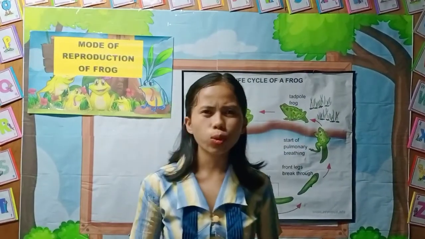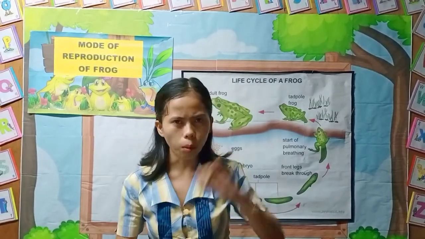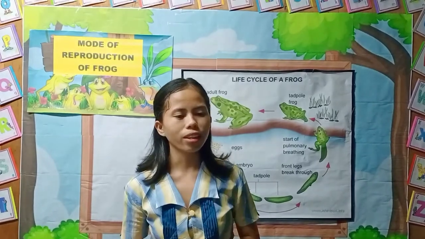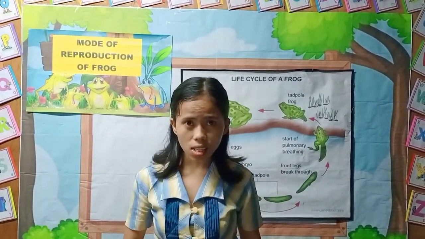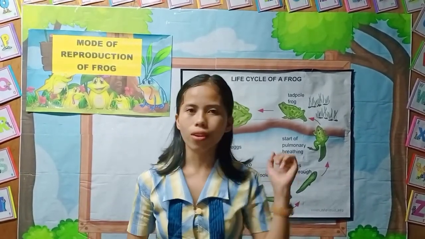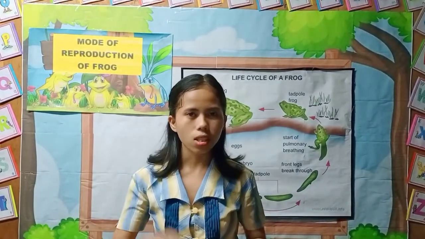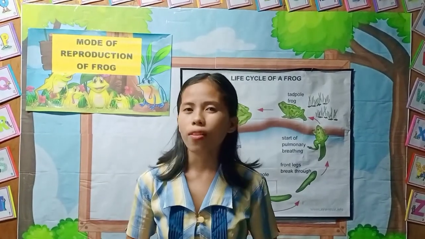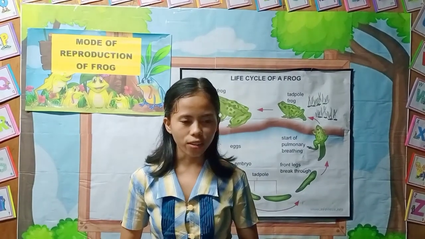Now, why do we need to study the frog, the life cycle, the parts and the habitat of it? Okay, from grade 5. Yes, very good. We need to study them since they are around us, and when we are aware of their existence, we should also be aware of the process, how they reproduce, and their parts as well, because they are also living things. Understood? Yes, teacher. Okay, very good.